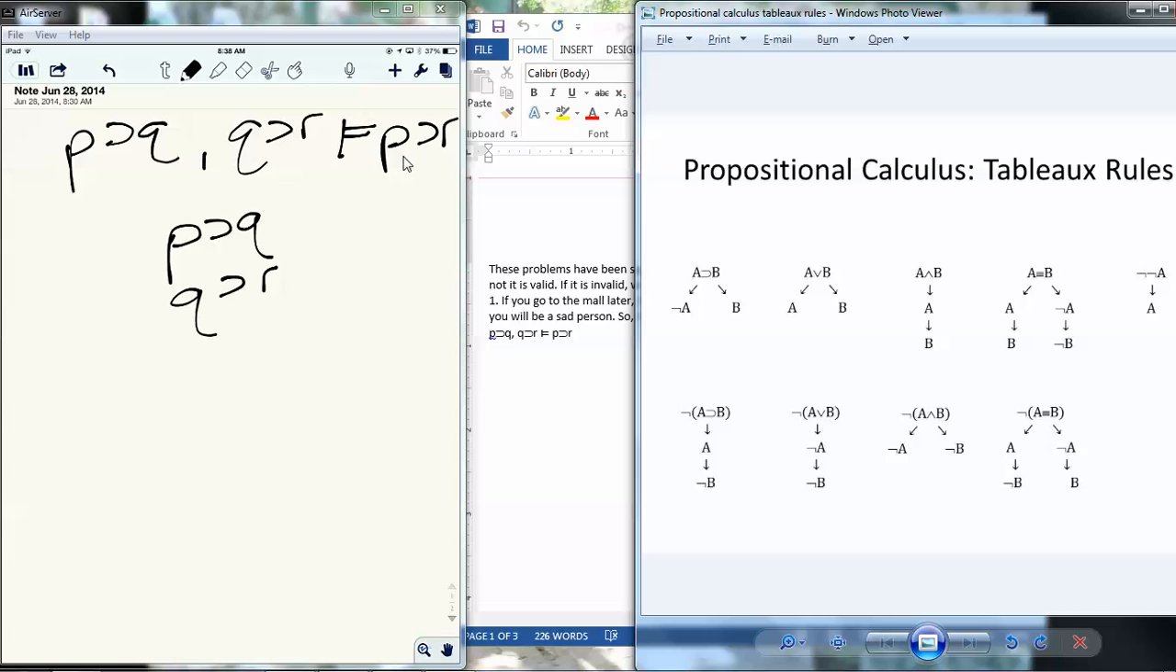This is kind of what we were doing when we were doing the truth tables, where we were worried about is it ever the case that the premises are true and the conclusion is false. That's what we're doing here. We want to see could the premises be true and the conclusion be false.